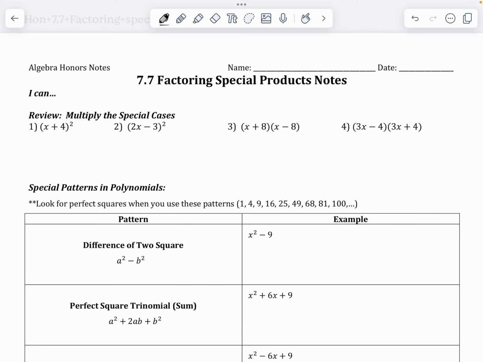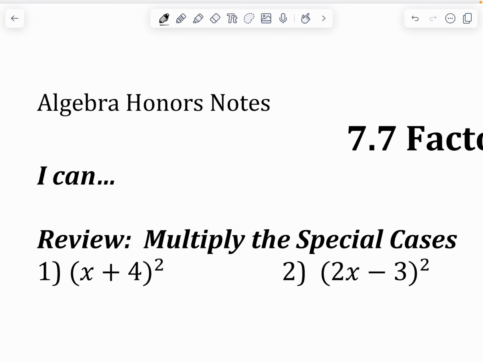All right, factoring special products. Our goal for today is: I can factor special products.